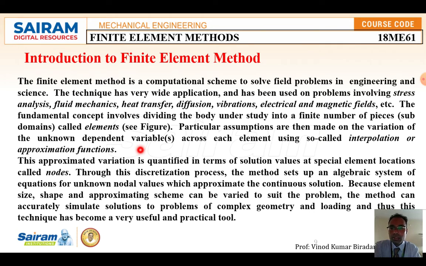And this is about the introduction. The approximated variation is quantified in terms of the solution values at special element locations, which are called nodes. So the difference between the node and element is this: the node is nothing but the connectivity between two points, that is called a node. The divided element, that is, the small pieces or regions, are called an element. That is the difference between node and element.